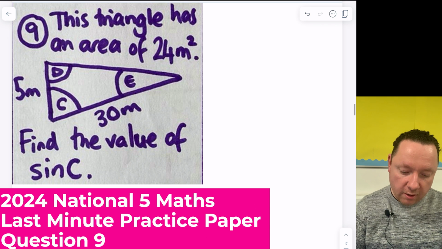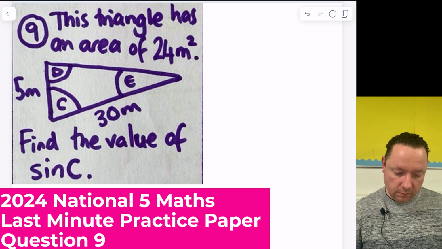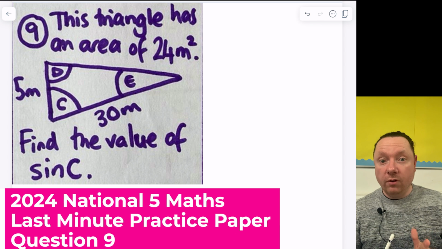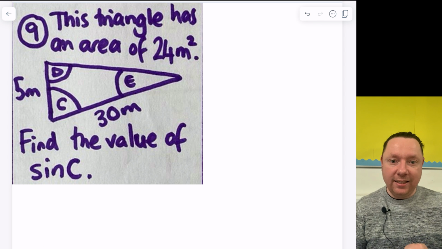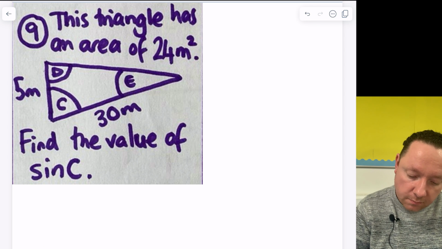Question 19. This triangle has an area of 24 square metres. Find the value of sine C. So area of a triangle, a half ab sine C. Start of the exam paper.